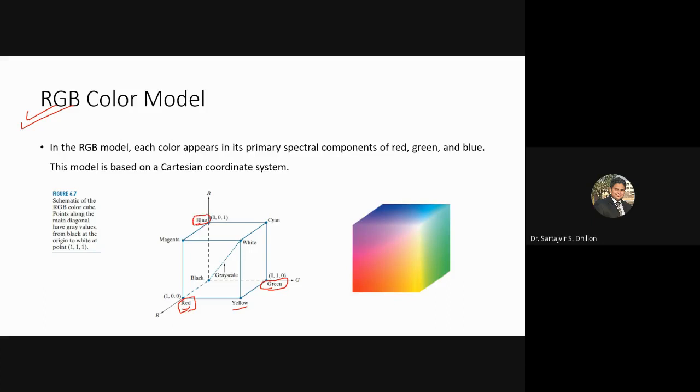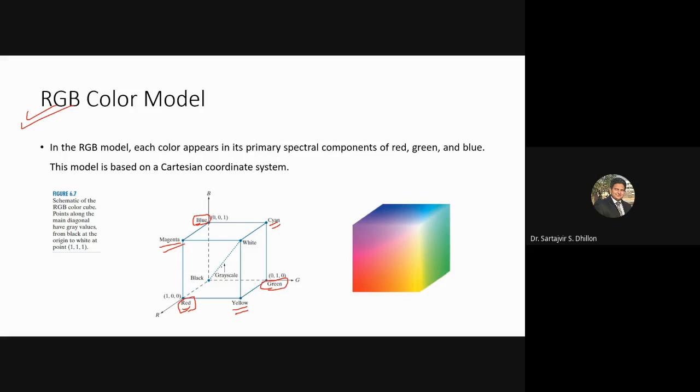But please note that if you combine green and blue, you will get the cyan color. If you add red and green, you will get the yellow color. And if you add blue and red, then you will get the magenta color.